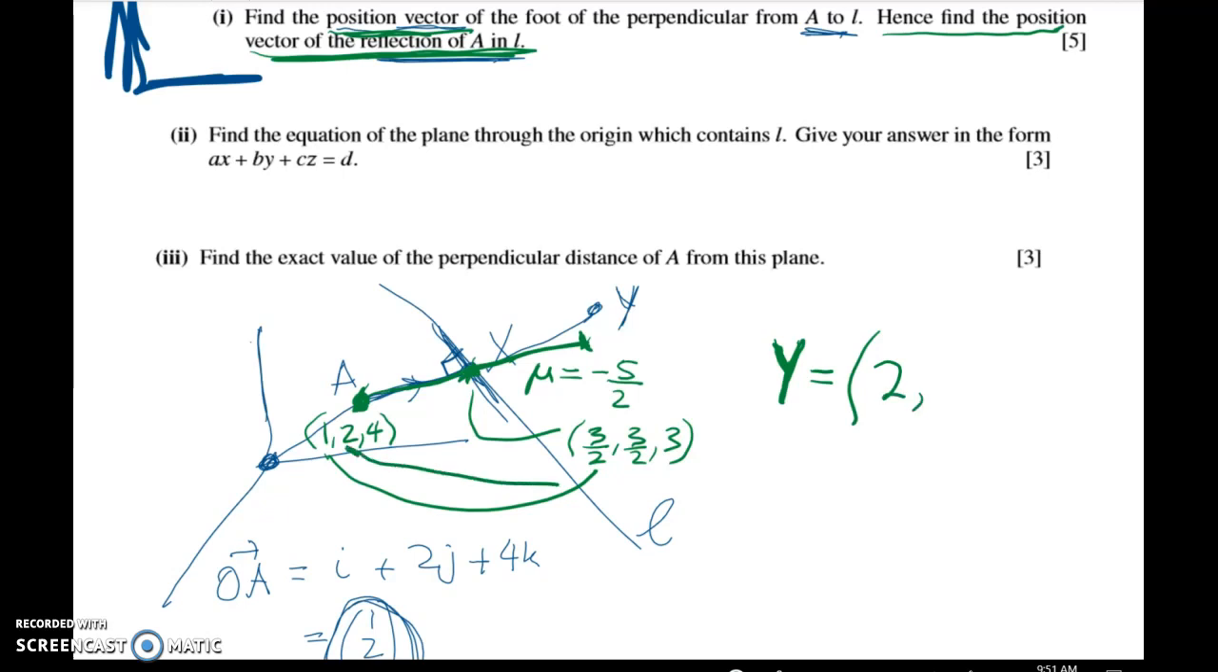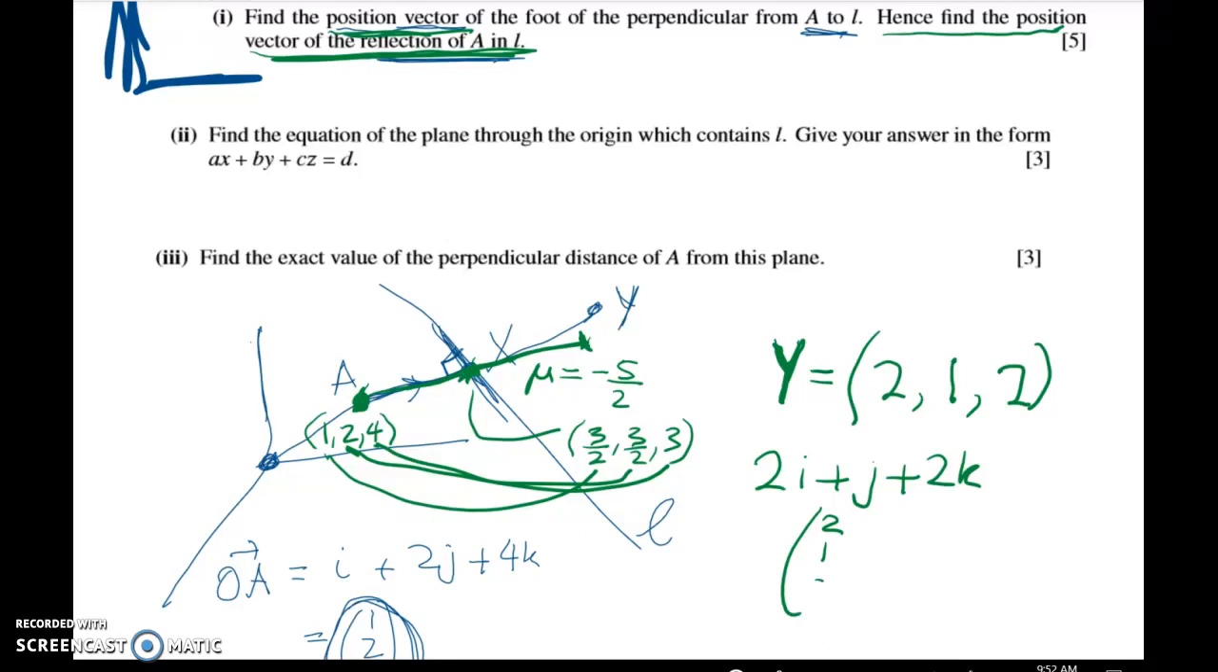What happened with the y coordinate? Well, we went from 2 to 3 over 2, down by a half. We go down by another half and we get to 1. Lastly, the z coordinate: we moved from 4 down to 3. So for the reflection, we're going to go down another 1 in the same direction, and we get 2, 1, 2 for the coordinates. And we were asked for a position vector, so we're going to write 2i plus j plus 2k, or we could write it in column form, 2, 1, 2.